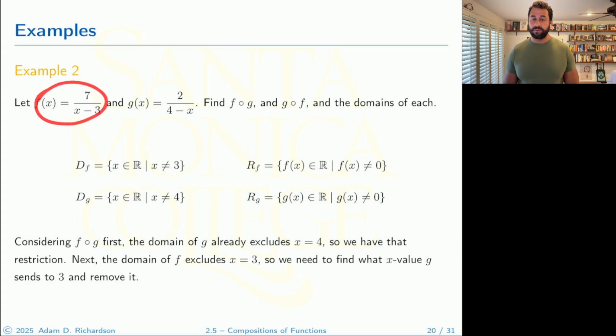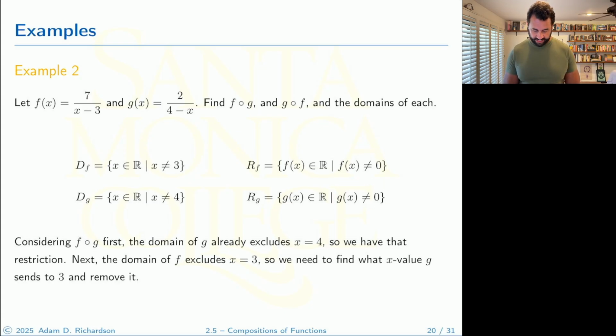For a more analytical approach, we'll explore these more in chapter 3, and you'll be able to graph these by hand when we get into chapter 3, but we're not there yet. Still got to get through chapter 2. Domain of g, everything except 4, and the range of g happens to be everything except 0.